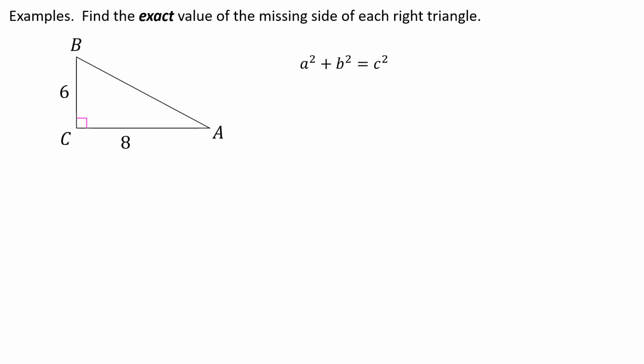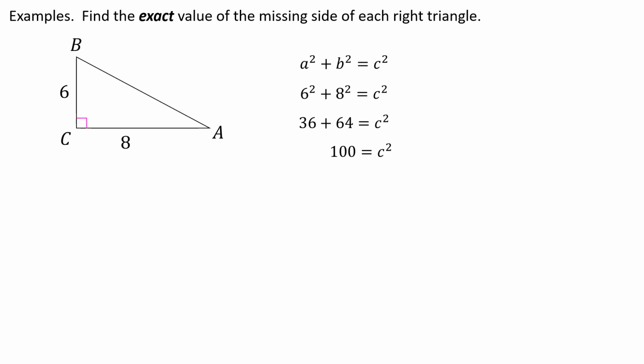It looks like across from angle A, I see a 6. Across from angle B, I see an 8. So lowercase a is 6, lowercase b is 8. We're looking for C, the hypotenuse in this case. Of course, 6 times 6 is 36. 8 times 8 is 64. I will add those together.